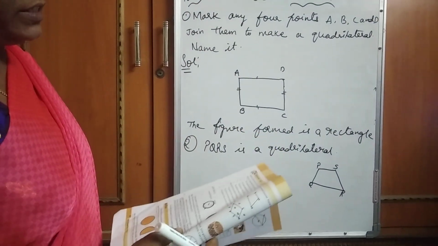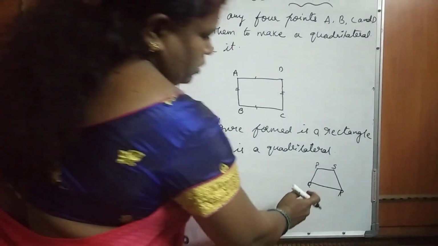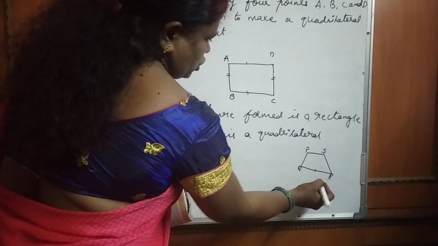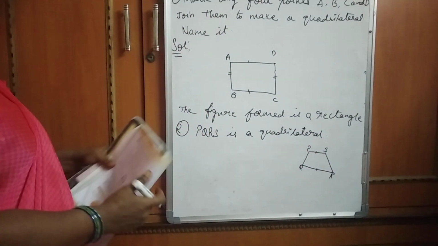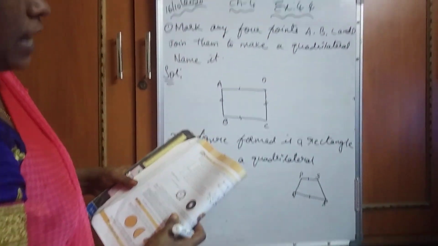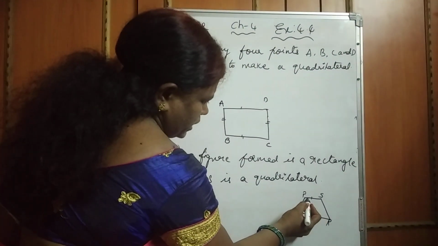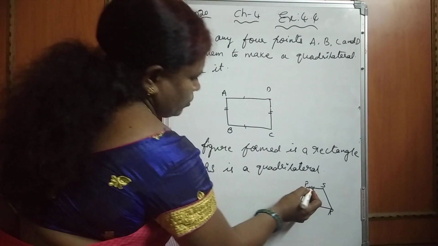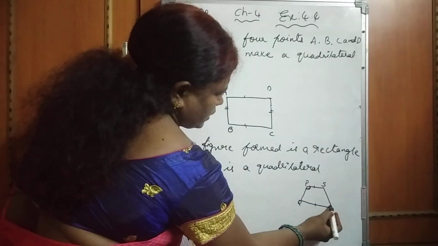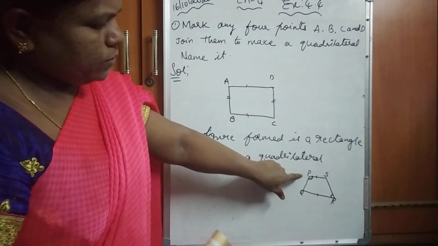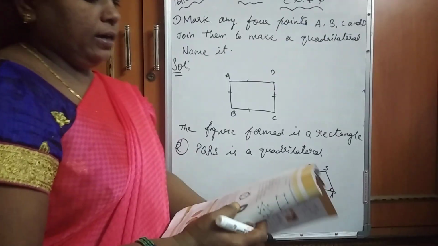First one, the opposite side of QR. The opposite side of QR is PS. This is QR. The opposite side of QR is PS. Then angle opposite to angle P. Now this is angle P. Now which is opposite to this? Angle R is opposite to this. Angle opposite to angle P is angle R.